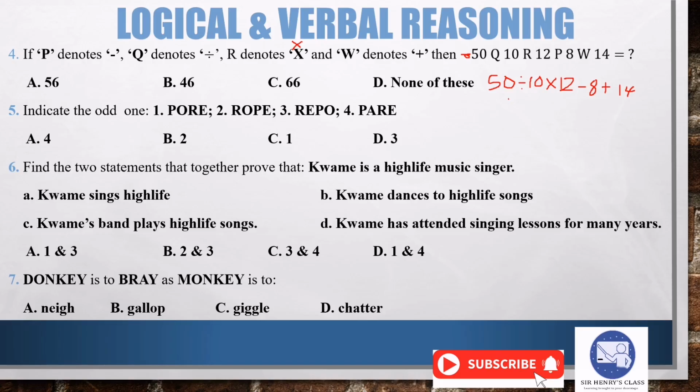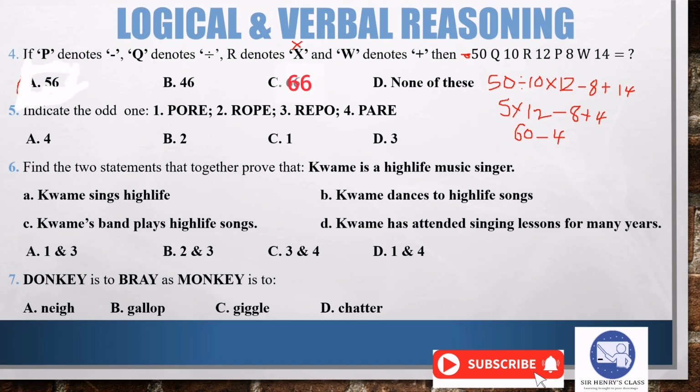So 50 divided by 10 is 5. 5 times 12 is 60. Now 60 minus 8 is 52, plus 14. So the answer is 66.